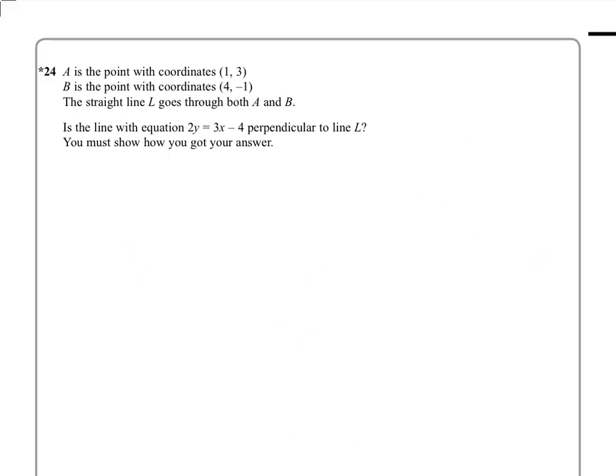Now this question is a quality of written communication question again, and it says A is the point with coordinates 1, 3, and B has coordinates 4, minus 1. And it says the straight line L goes through both A and B. Well, the first thing I would do is to work out what the actual line is, L.